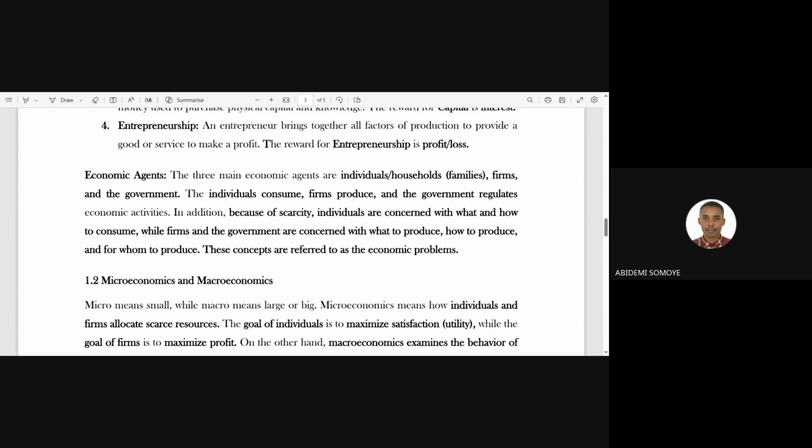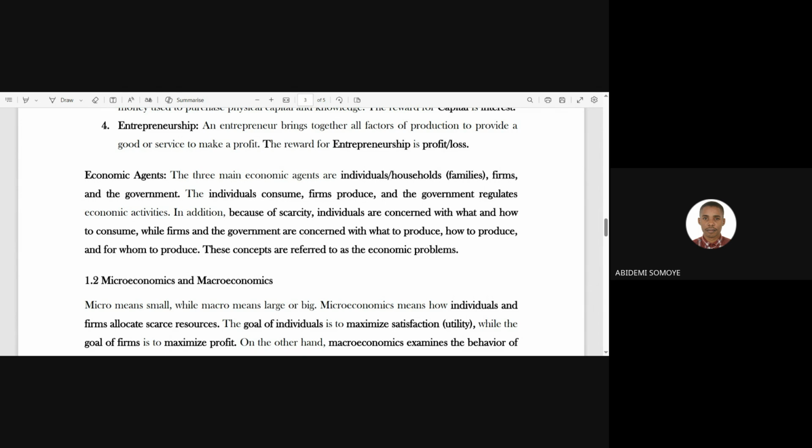So I further said that, in addition, because of scarcity, individuals are concerned with what and how to consume, while firms and the government are concerned with what to produce and how to produce and for whom to produce. These concepts are referred to as economic problems. In economics, that's what we usually call economic problems. We term them economic problems because we tend to find solutions to what the problem is.